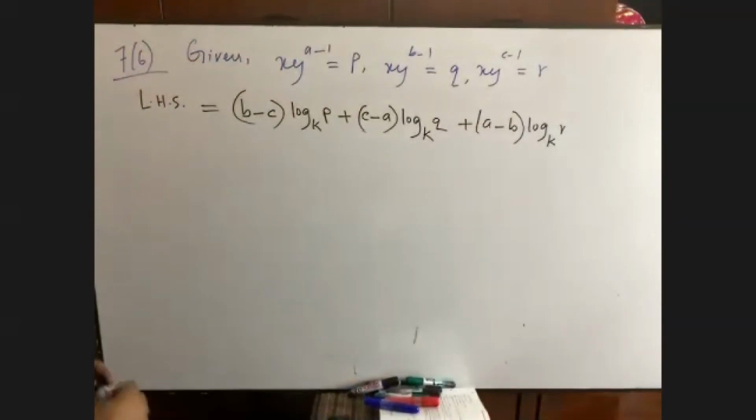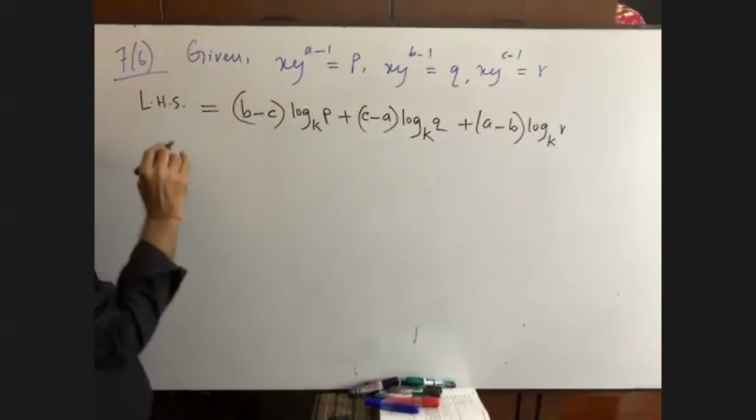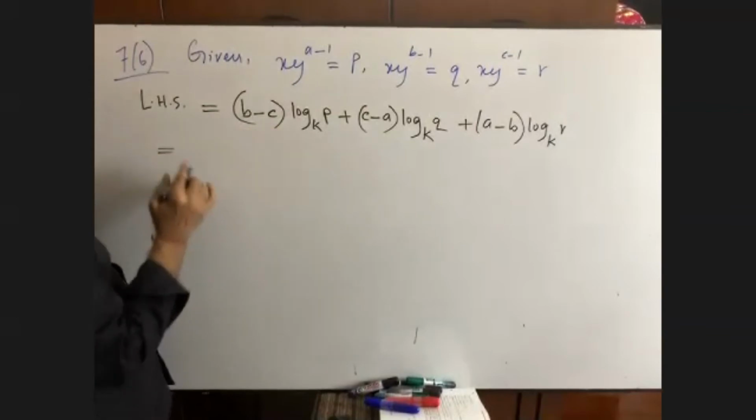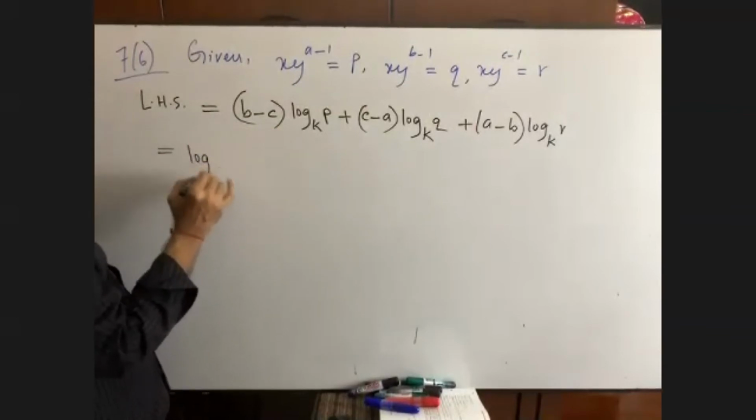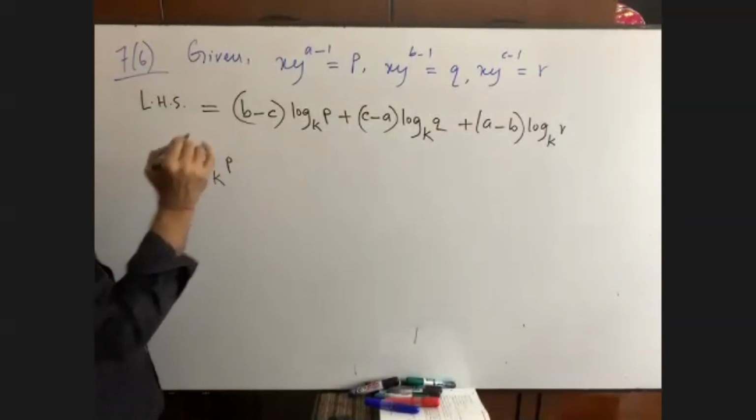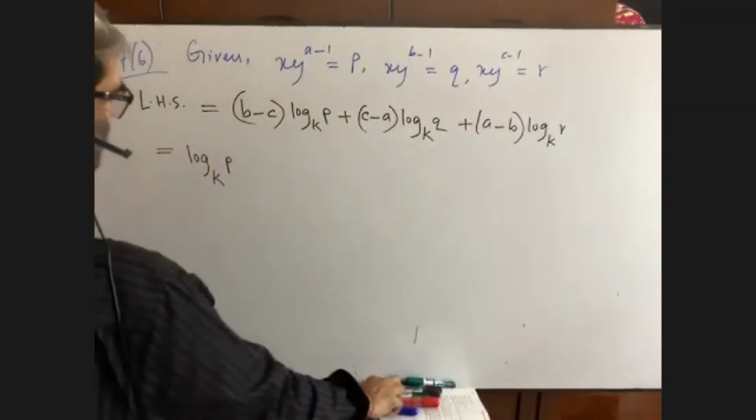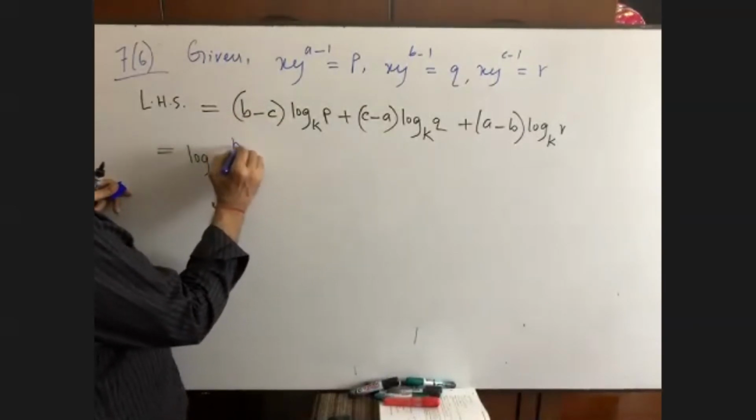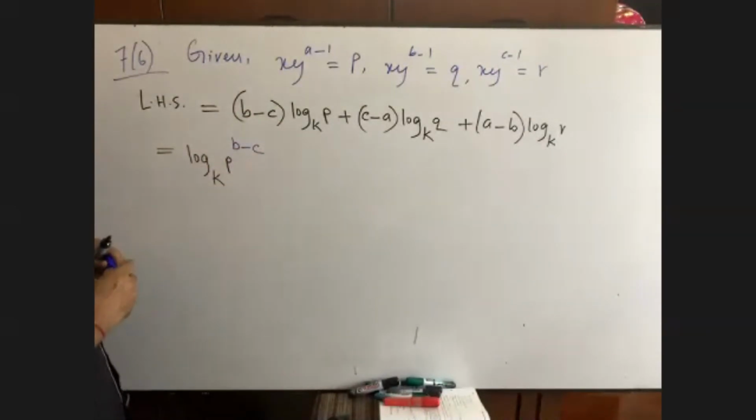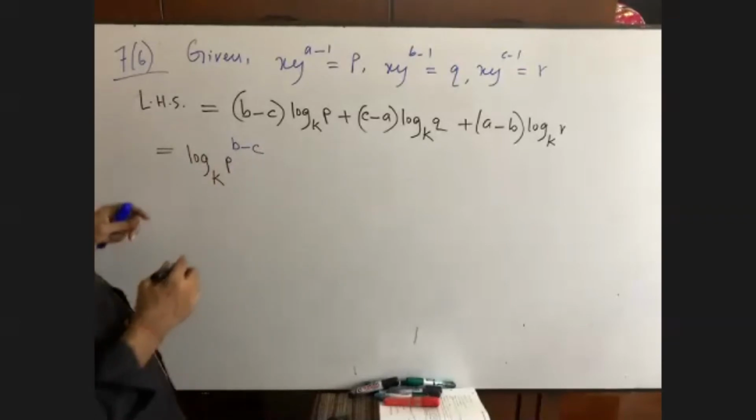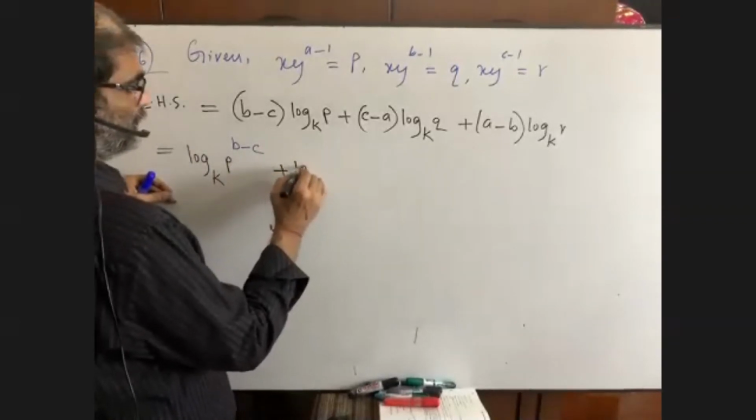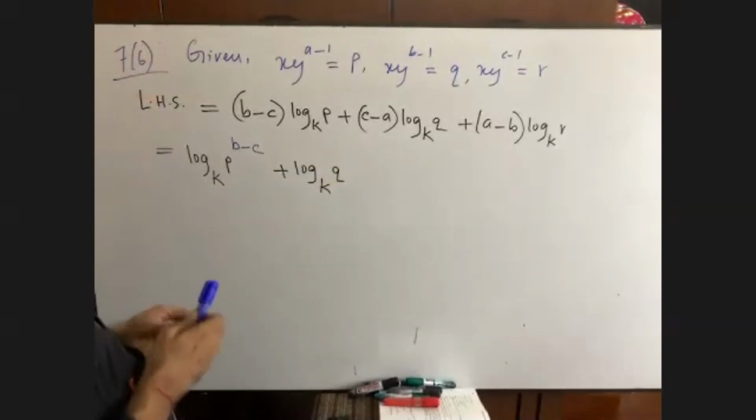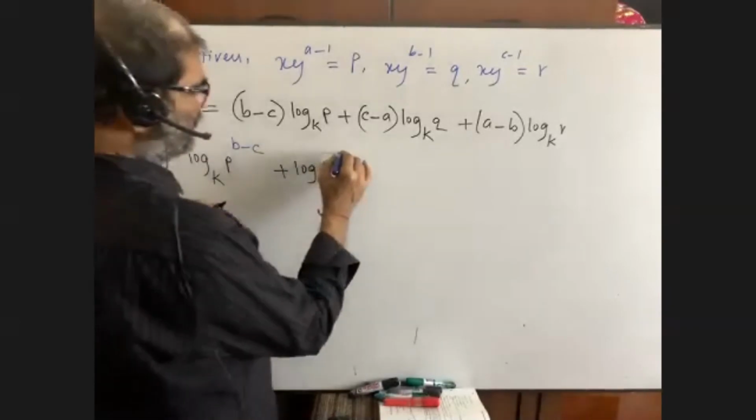Left hand side, sorry, it is left hand side. That is to prove, okay, is equal to. This is the coefficient. What can you write? Write down log kp to the power. Please try to understand, log kp to the power. This is the coefficient, now it will be power. Log kq to the power. What is the coefficient? C minus a. Now it will be power.